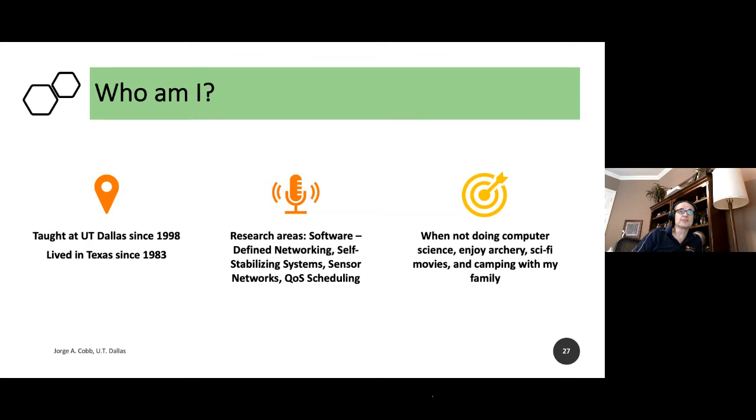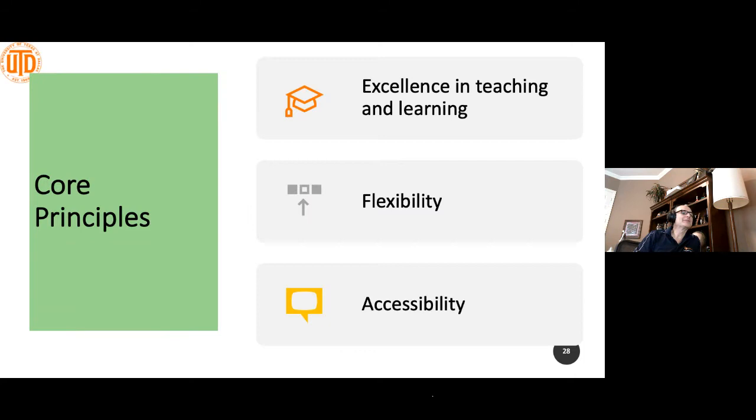When I'm not doing computer science, I do some archery. More so a few years ago than now. My daughter got involved in archery when she was in high school and became the national champion in the school's archery program. So she did quite well, and we got some scholarship money out of that. Yes, and I like sci-fi movies and camping with my family. And again, Texas is a fantastic place to go camping, by the way. So I've been here for a very long time, and God willing, I will be here for another 20 years or so. Next slide, please.